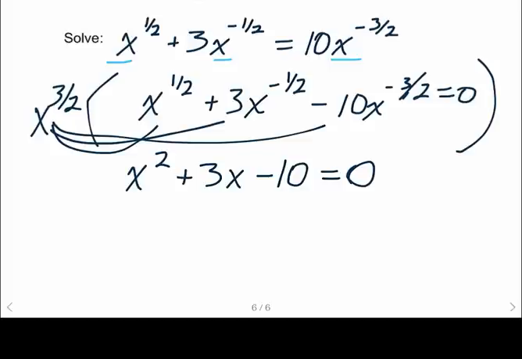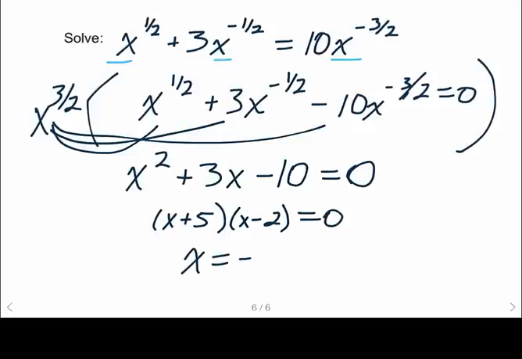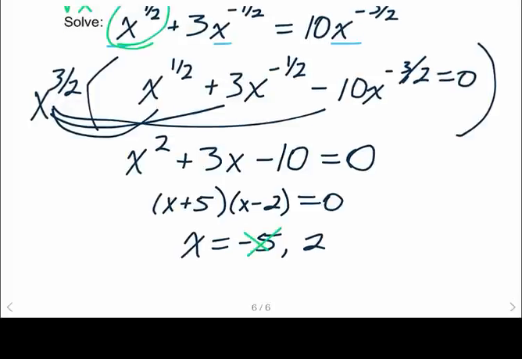Next, we're going to factor x squared plus 3x minus 10 equals 0. And we get x plus 5 times x minus 2 is equal to 0. So x is equal to -5 or 2. Or is it? Remember when we started out, we had x to the 1/2 among other things. That x to the 1/2 means the square root of x. That being the case, we can't have a -5 as a solution. Therefore, the only solution that we end up with is x equals 2.